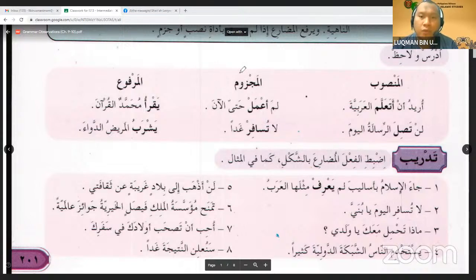Now we will proceed with al-majzum, the jussive case. Majzum means that the verb will end with a sukun. The sign of jazm is sukun. Wa alamatu jazmihi as-sukun. Again, the imperfect tense of the verb becomes majzum, ends with the sukun, when it is preceded by particles like the negative lam and the la nahya, the forbidding la.